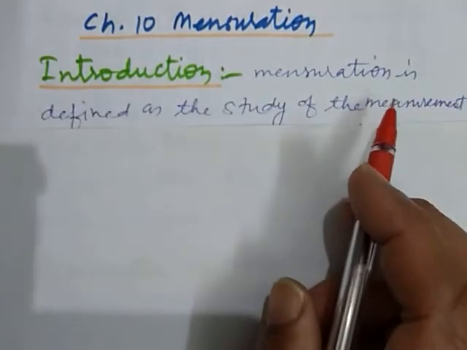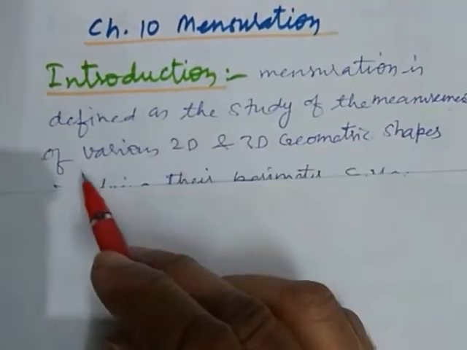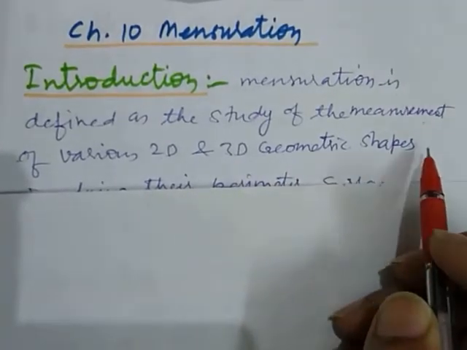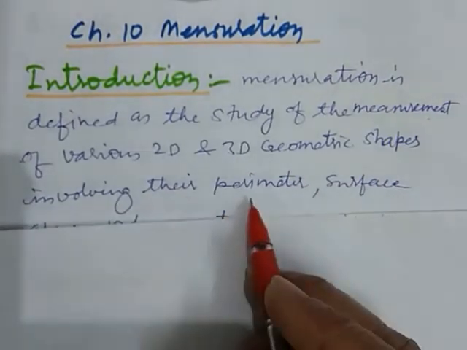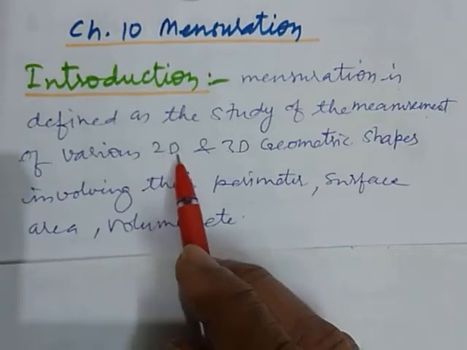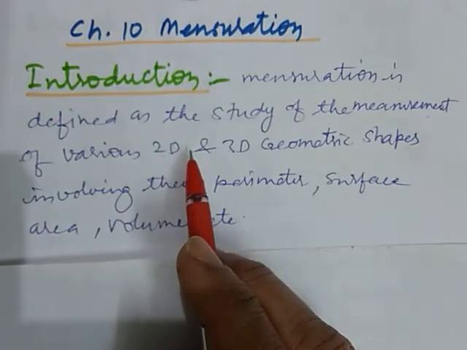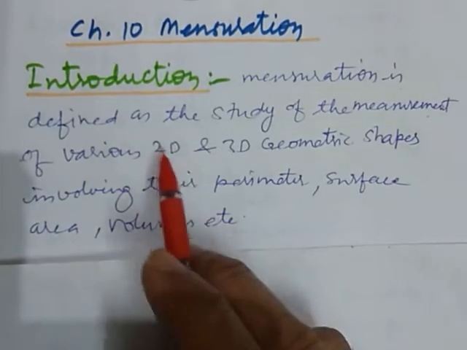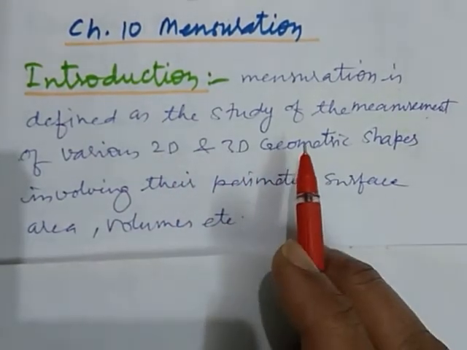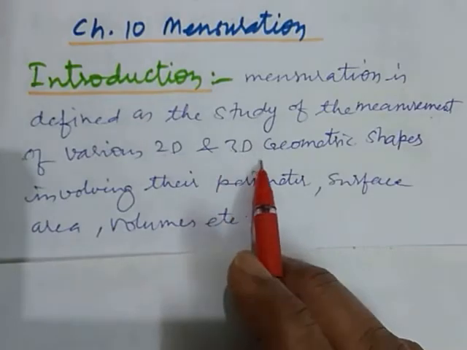Introduction. Mensuration is defined as the study of the measurement of various 2-dimensional and 3-dimensional geometric shapes involving their perimeters, surface area, volume, etc. The 2-dimensional figures are square, rectangle, triangle, circle, etc., and the 3-dimensional figures are cube, cuboid, cone, cylinder and sphere.